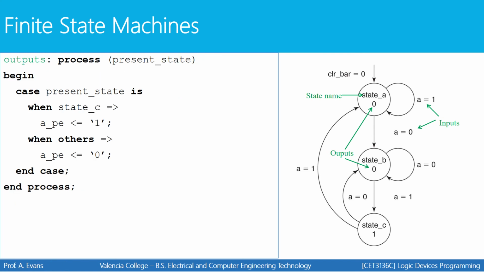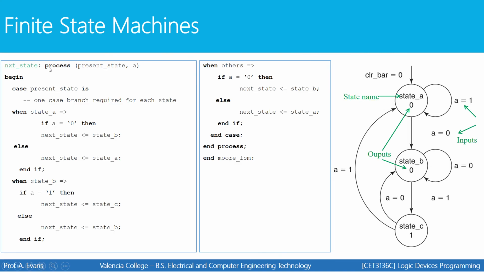Now we're going to have a process for our outputs. Notice that we have a case statement where we look at the present state. When the present state is C, the output should be a 1. If we're in any other state, meaning state A or state B, the output should be a 0. Notice that this process simply implements what the output should be based on the present state. That's the definition of a Moore machine.